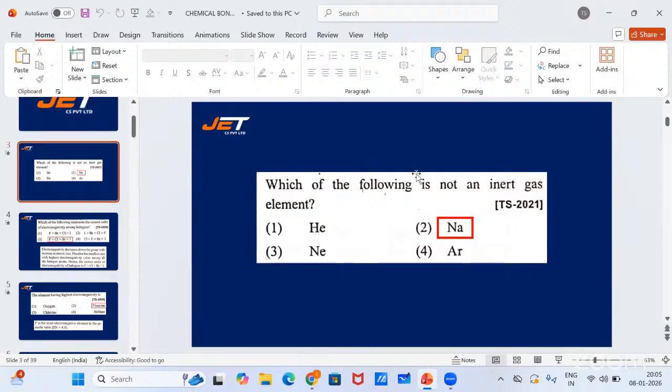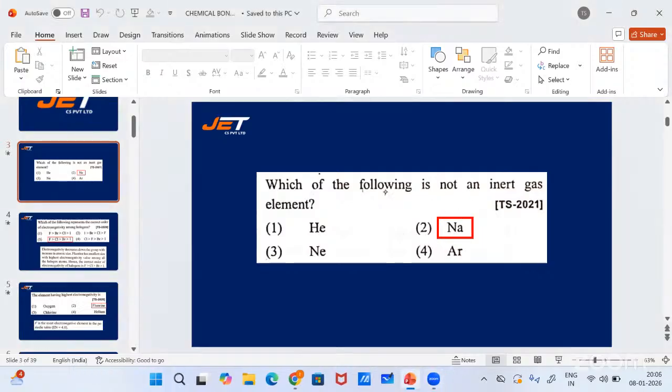Which of the following is not an inert gas element? First option is helium, second option is sodium, third option is neon, fourth option is argon. Among all the four options present here, which is not an inert gas? Actually, it is marked here, so everyone will get the correct answer. Sodium here is not an inert gas. Remaining, the helium, neon, argon, everything is an inert gas here.